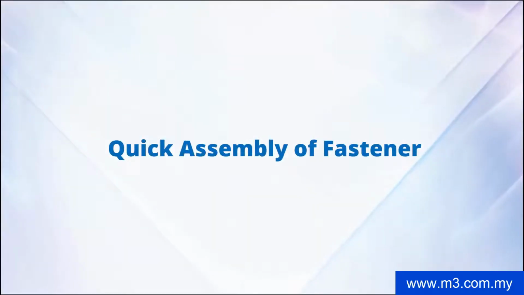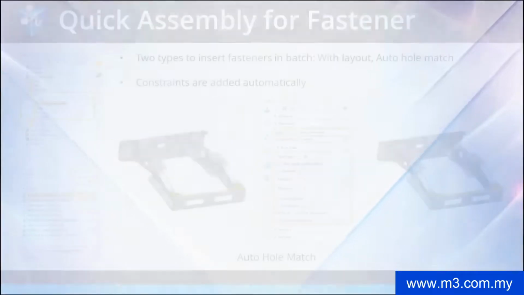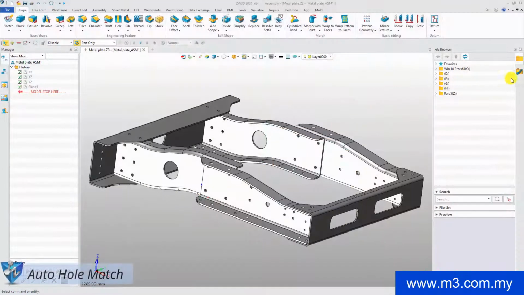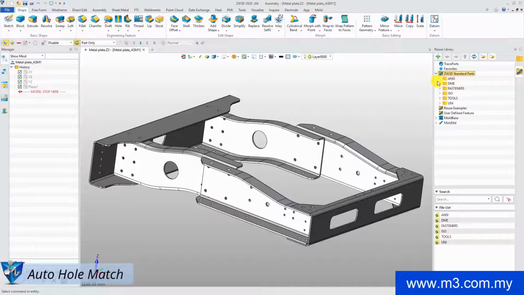Quick assembly of fastener. In ZW3D 2020, the fastener can be assembled quickly by auto hole match or with layout, which can significantly save assembly time. This is an assembly of vehicle chassis with several sheet metal parts.